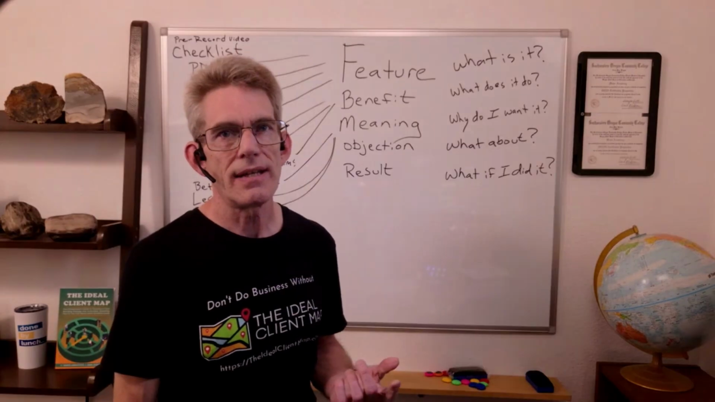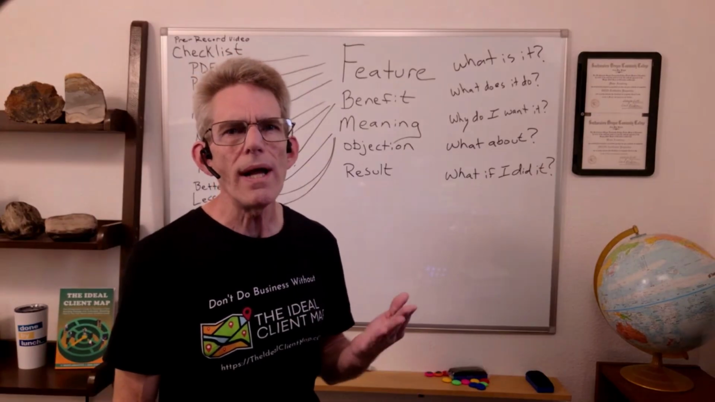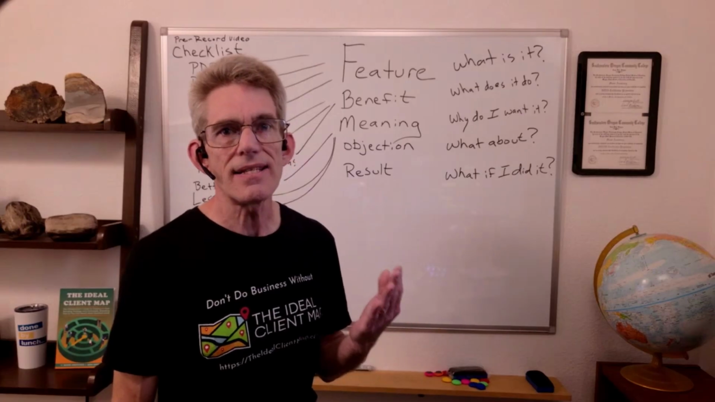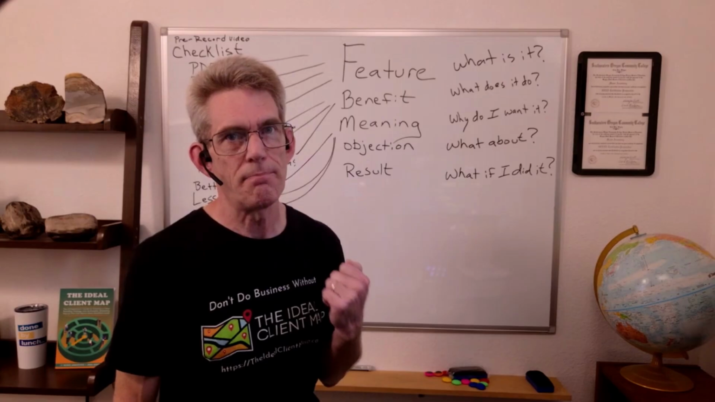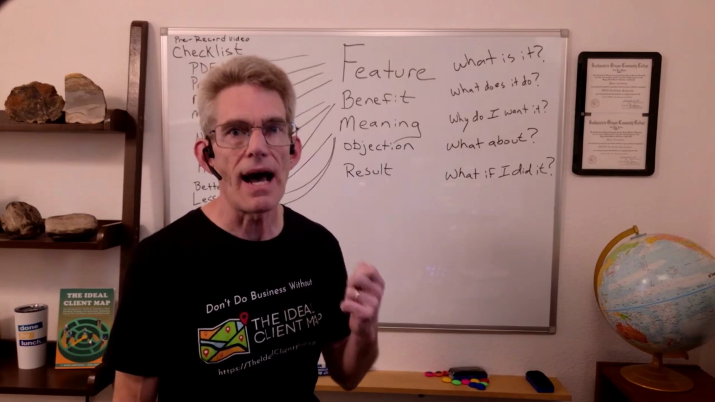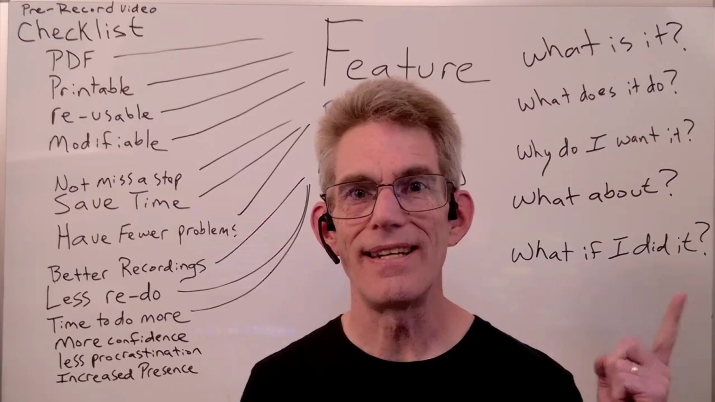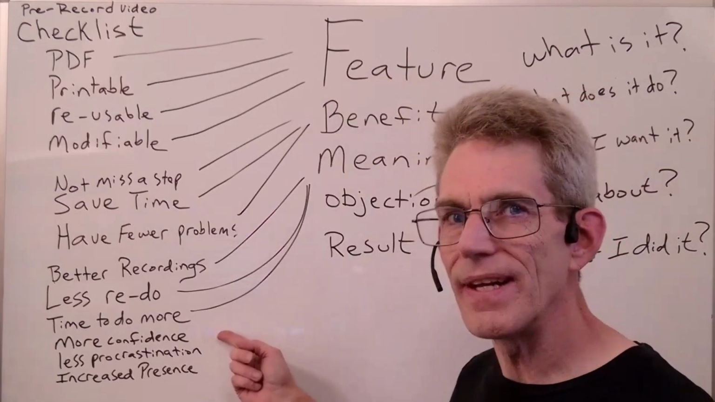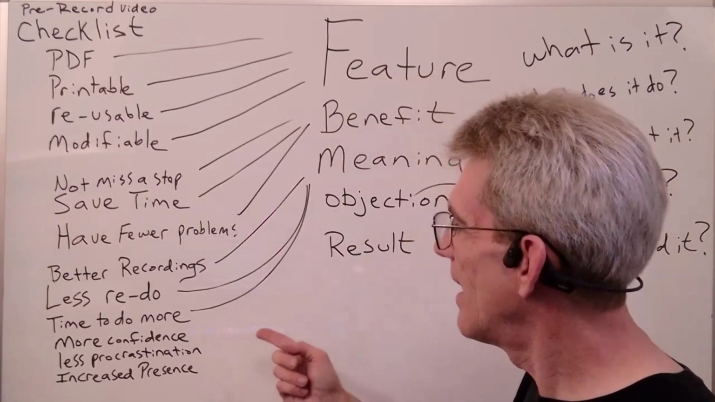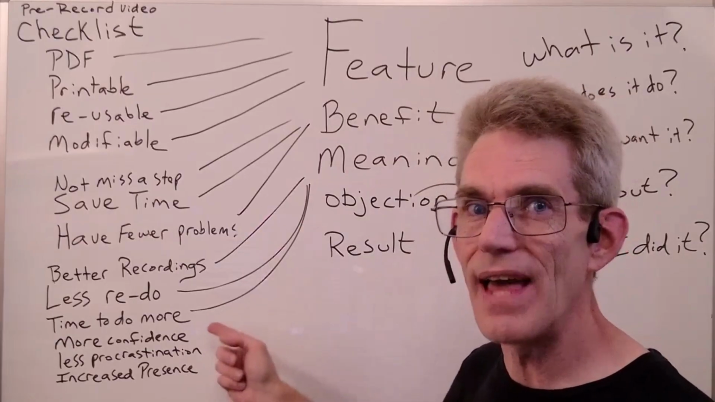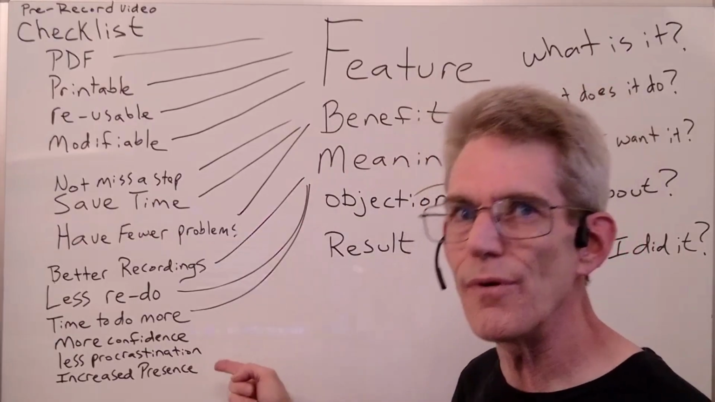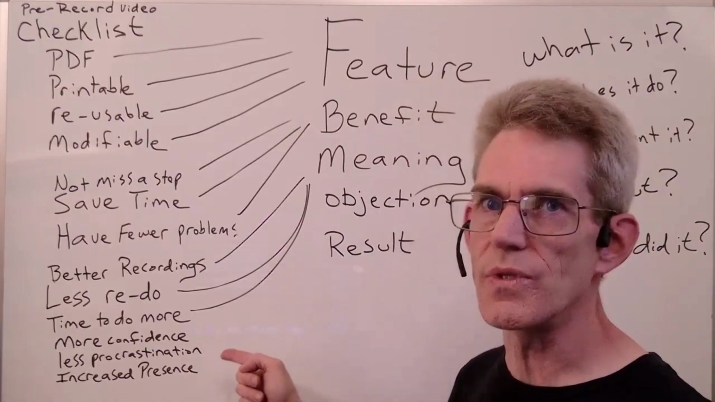Now, the next question that they often ask is, what if I did it? This level is talking about the result that's going to happen, more than meaning, and it has even higher perceived value. If I did do it, I'd be more confident. And because I was more confident, I would procrastinate less often. And because of all of that, I would have improved presence in my videos.